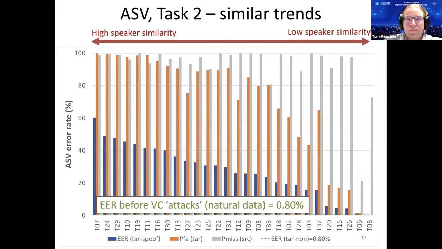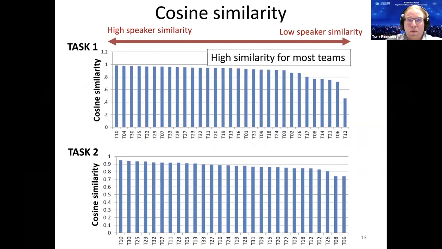So let's look at the next result. This is the other ASV system, where we don't compute the equal error rate, but simply the average cosine similarity between the voice conversion and the target recording. We see here that most of the time we get a similarity score close to the maximum, which is one. The findings are generally similar to the other speaker recognition experiment.